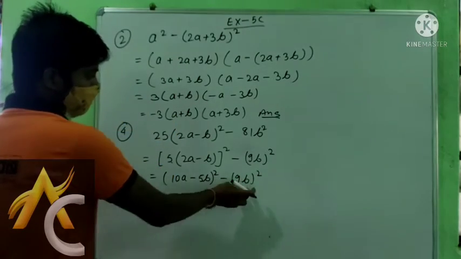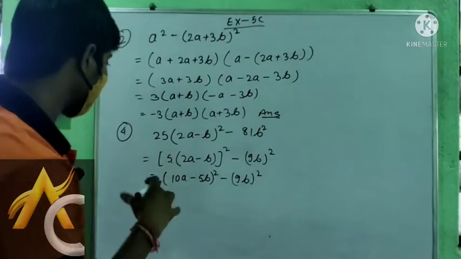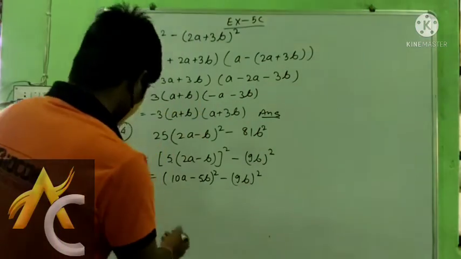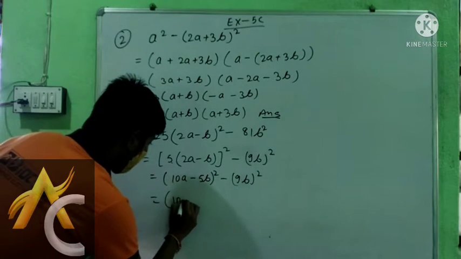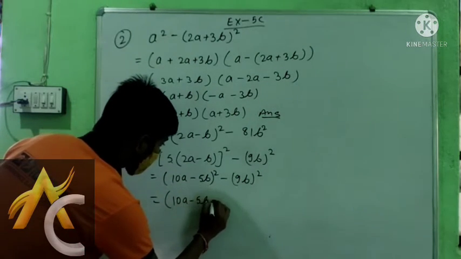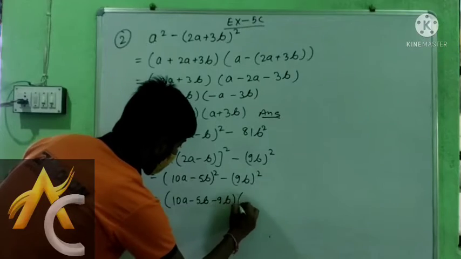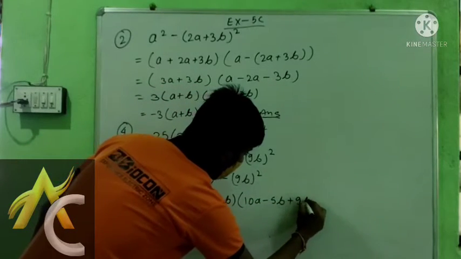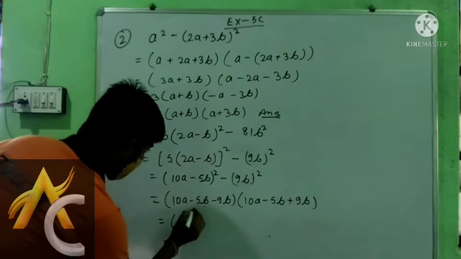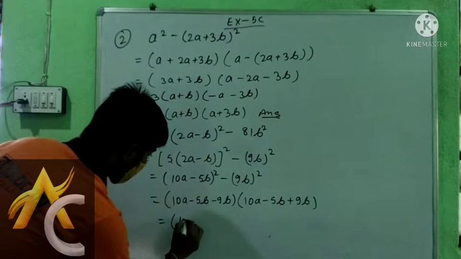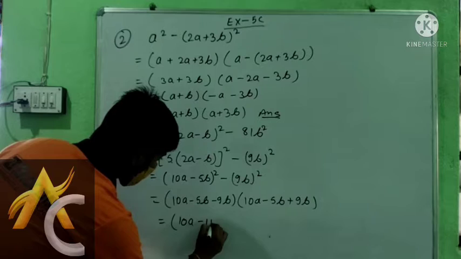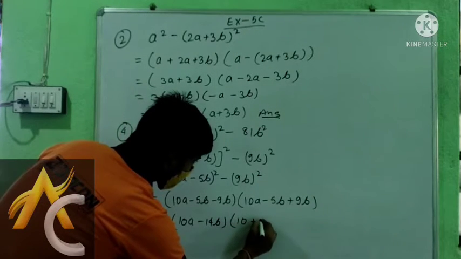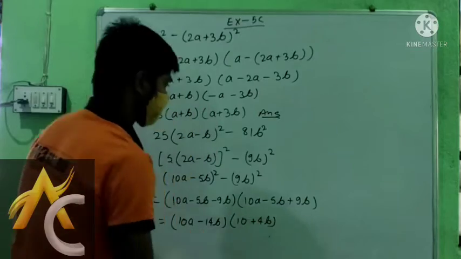Now it is in the form of a square minus b square, so it will again be (a plus b) into (a minus b), right? So it will be (10a minus 5b minus 9b) into (10a minus 5b plus 9b). Hence, by solving these, we can write it as (10a minus 14b) into (10a plus 4b).